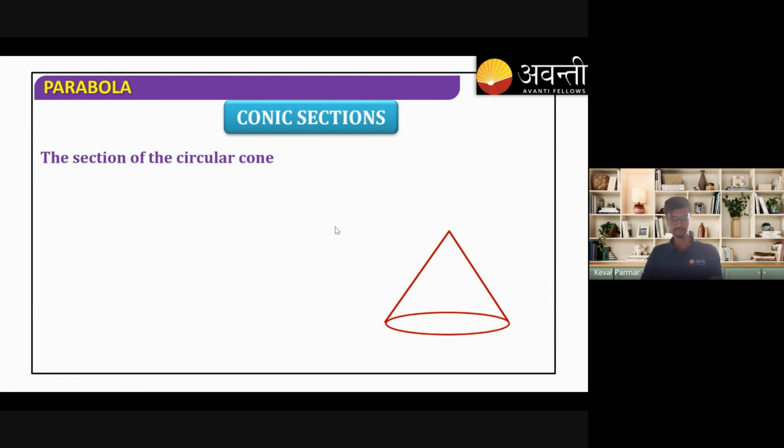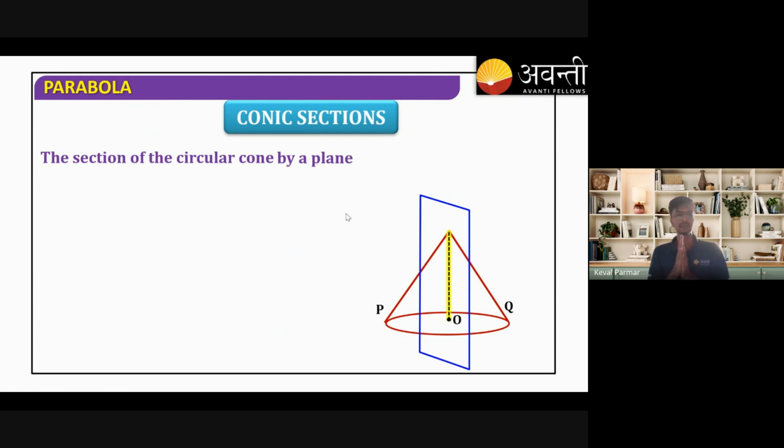Now, this is PQ, let us say a perpendicular line by a plane. Now, if we cut this cone by a plane, then depending on the angle of cutting, like straight 90 degrees, 30 degrees, slant, or exactly horizontal, we'll get a different conic section, right? Now, this V is called the vertex of the cone.